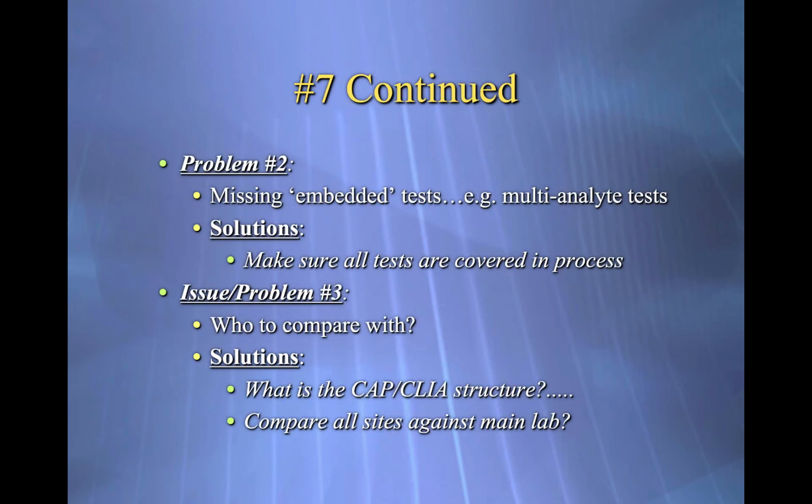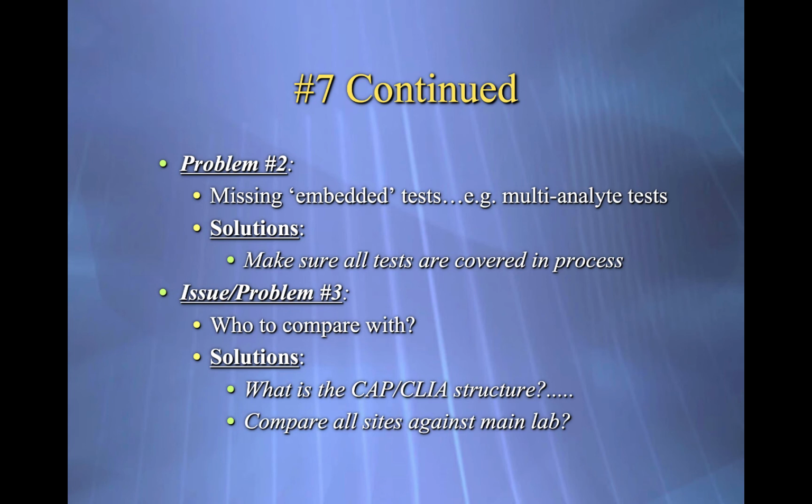Missing some embedded tests. So if you have an iStat that has multiple analyte tests, you may need to say, well, I'm doing potassium on an iStat here, and I'm using a Piccolo for potassium over here. You need to bring those together and make sure that every analyte on each one has been correlated, and making sure that all the tests are covered in the process.